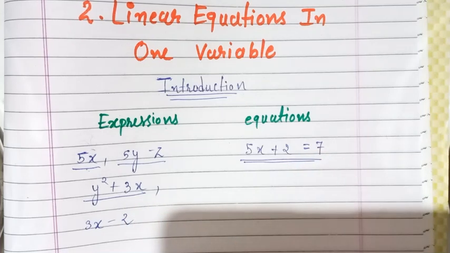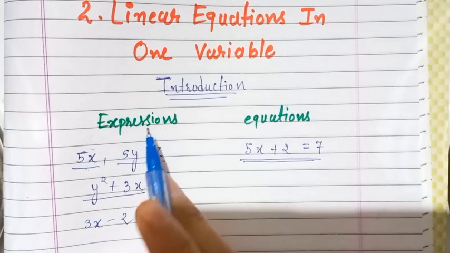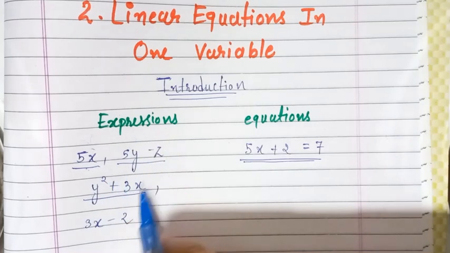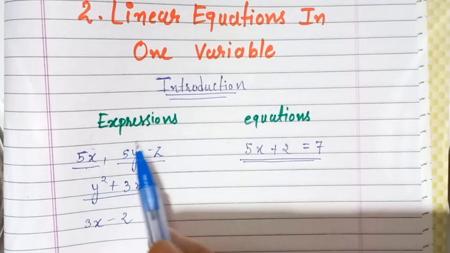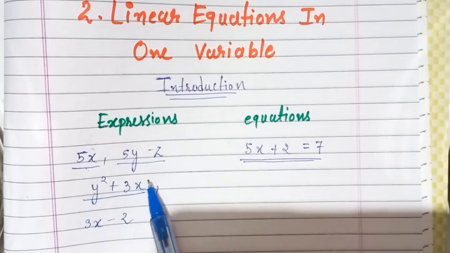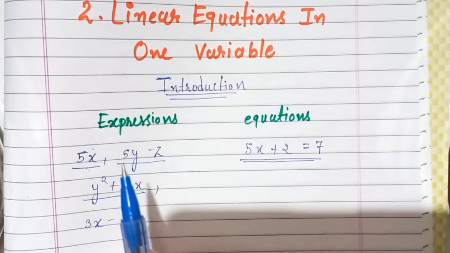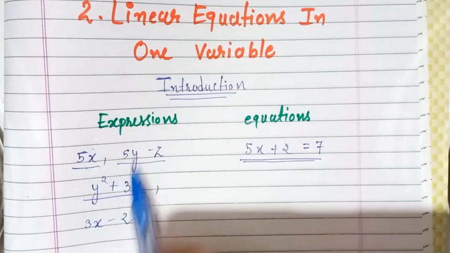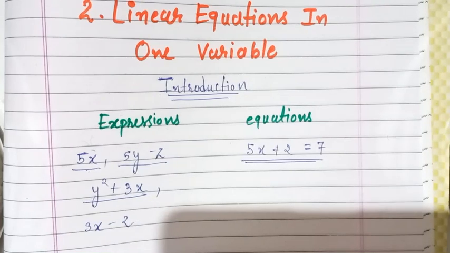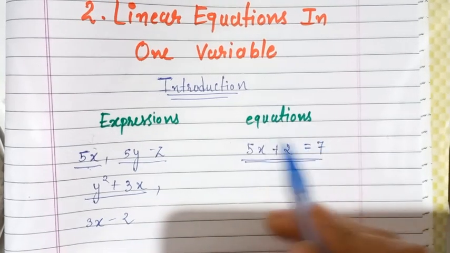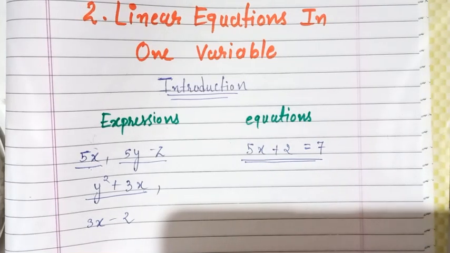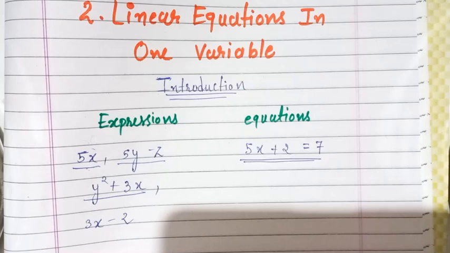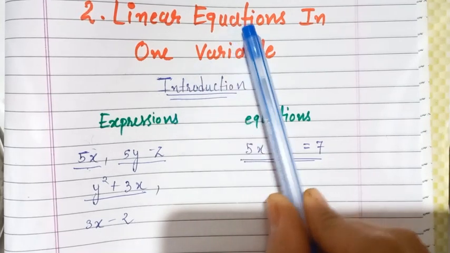Now the second difference is that expressions can have more than one variable. Here see, y and z are two variables, so this expression has more than one variable. Here see y and x. It has one variable, but it can consist of more than one variable. Now an equation can also consist of more than one variable. But for this chapter our equations are linear.